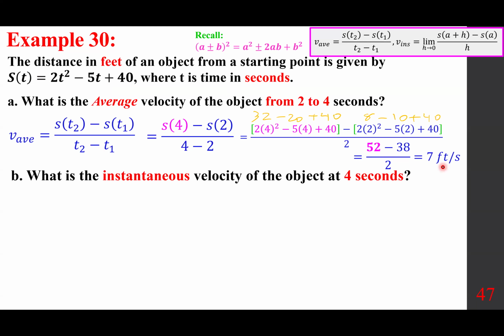What is the instantaneous velocity of the object at 4 seconds? Even if they don't mention instantaneous, one point in time means that. So we follow the formula. The v instantaneous is the limit of s of a plus h minus s of a over h. We are going from the limit of f of x plus h minus f of x over h to s of a plus h minus s of a over h. And now you are going to replace the a with 4.